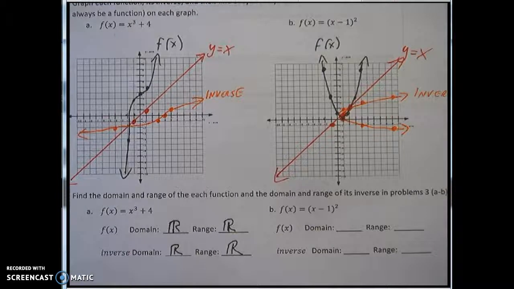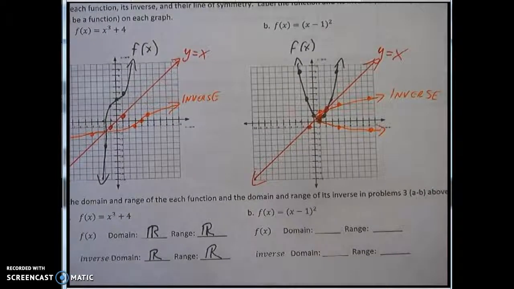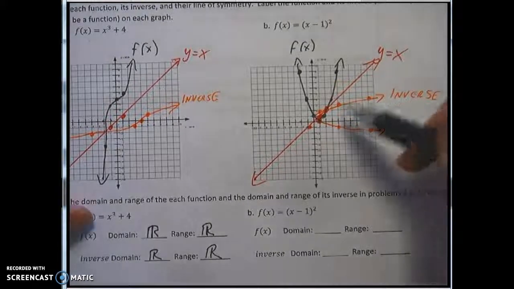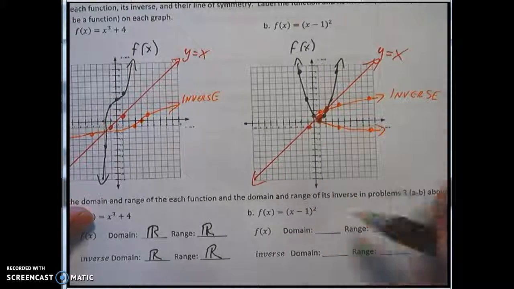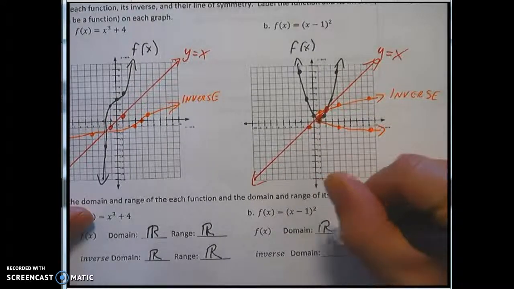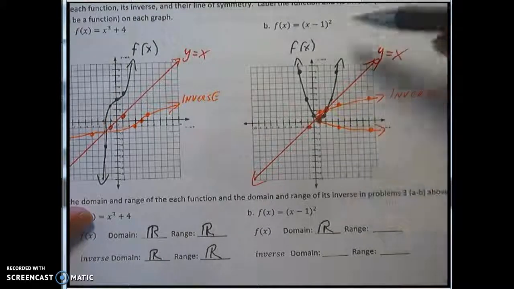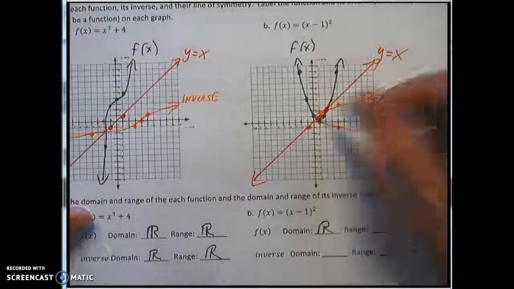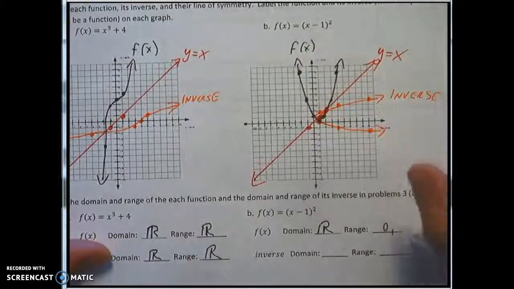Now I said there are 3 takeaways, and we've already talked about 2 of those takeaways. The third takeaway we're about to do right now. It's going to happen. Some magic's going to happen here. You'll see. The original function, the domain, this thing goes to the left forever, it goes to the right forever. The domain is all real numbers of the original function. The range, however, how low to how high, the lowest y value is 0. The highest y value is infinity.